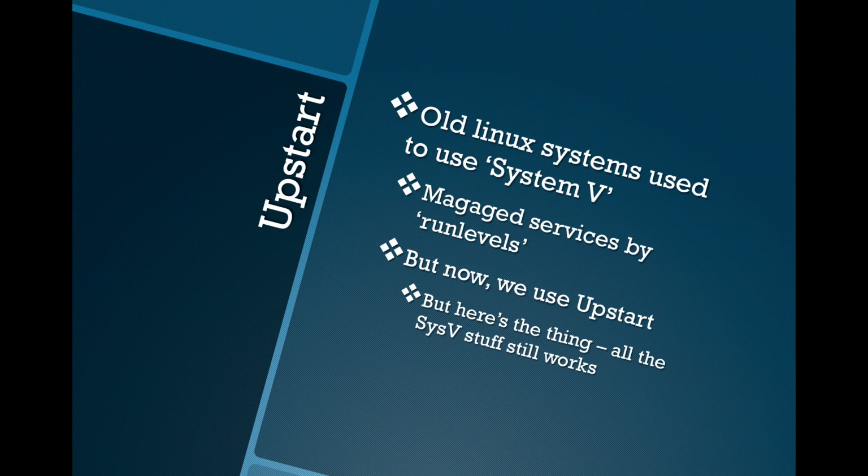So in the old days, before Upstart came around, and Upstart is just a name, pretty much all Linux systems used what you see right here, the System V, some people say System 5, the System V service manager in order to stop and start services.